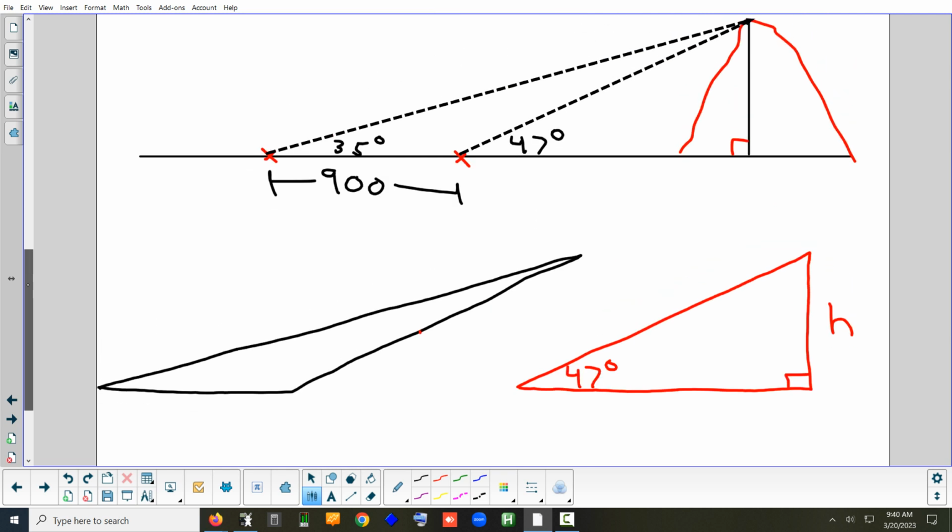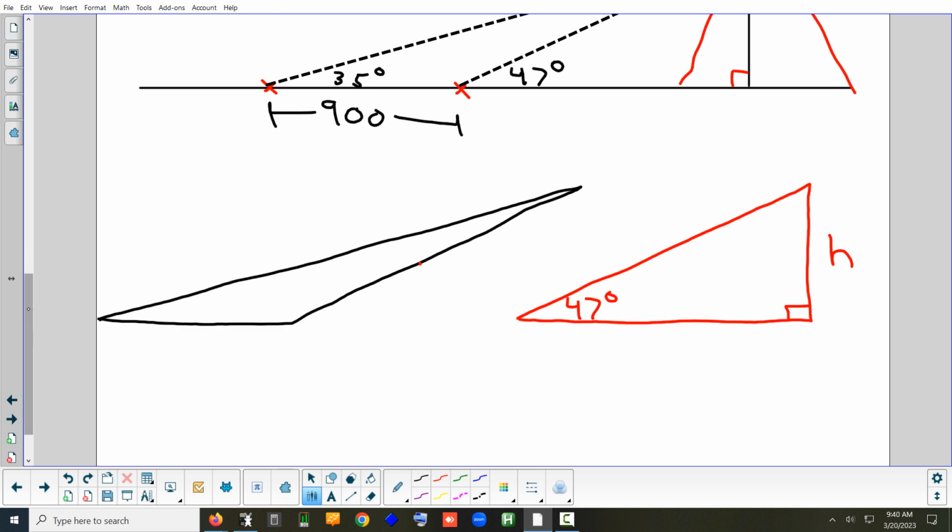And now I want to know C, because C in the black triangle is the same as C in the red triangle. It's the hypotenuse. What angle am I going to use to get C? 35, because it's across from C.